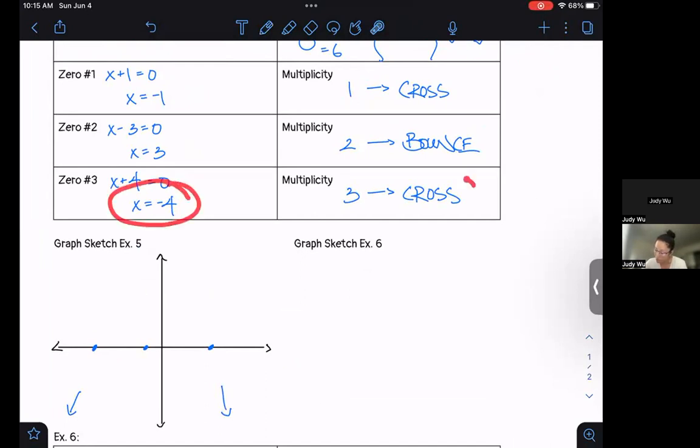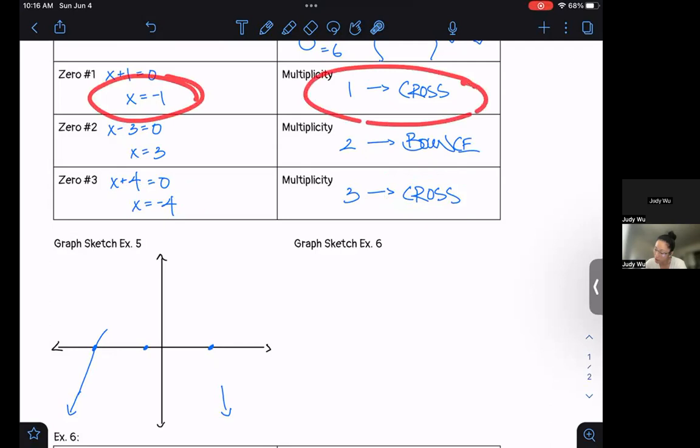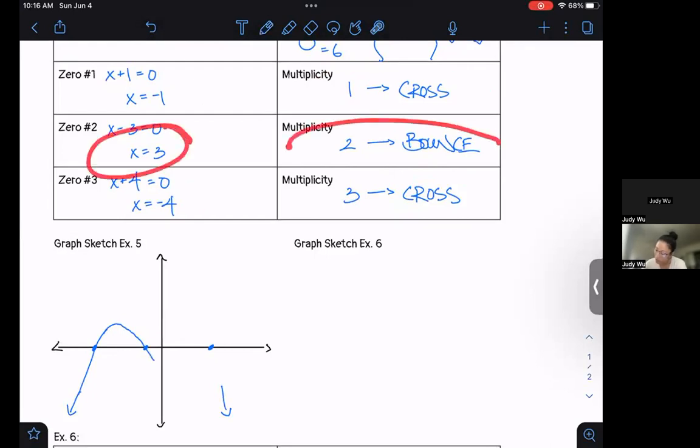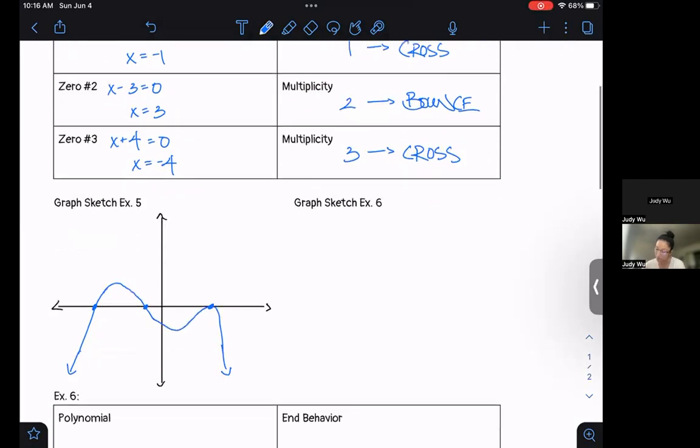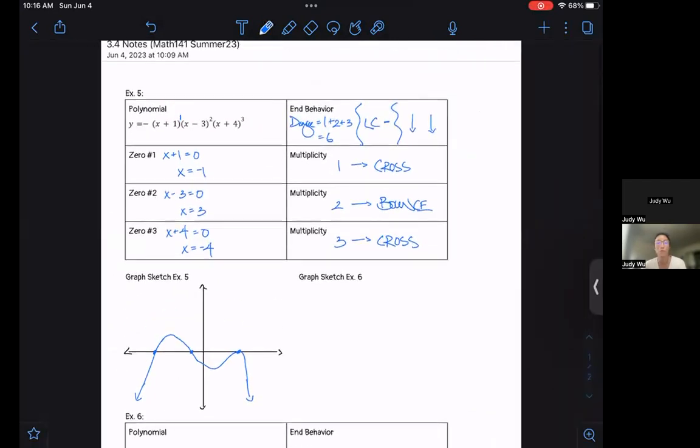So let's see what happens at each one. At -4, our graph will cross. So that might look something like this. Cross through. At -1, it also crosses through. So I'm going to come back down. And at x equals 3, our graph will bounce. So I have to sort of go down a little bit, come up to 3, and then bounce back. All right? So this, my friends, would be how we would fill out this chart, identifying the important information of zeros, multiplicities, and behaviors, and using all of that to come up with a graph.